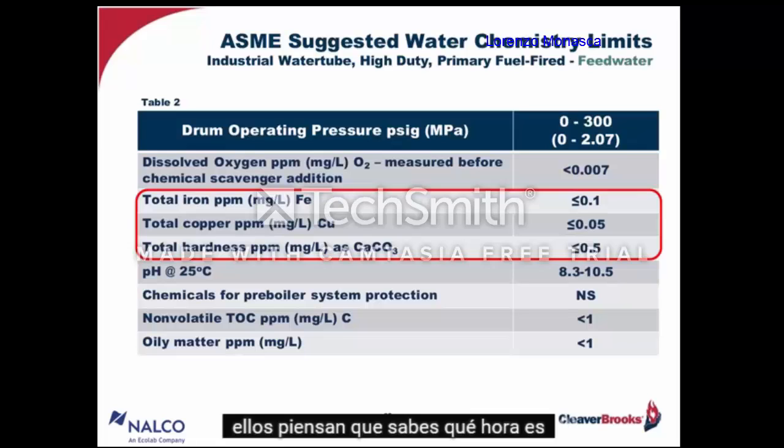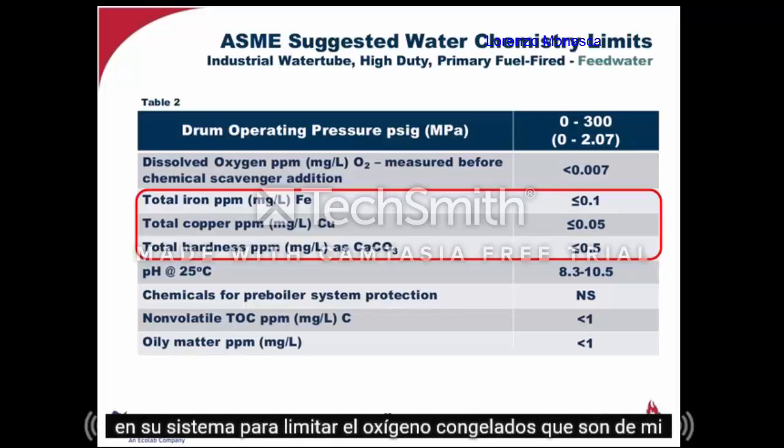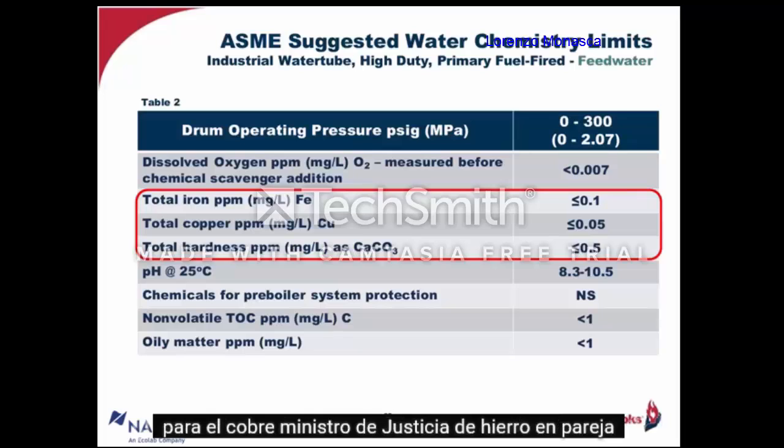A couple of things to note on this table is, first of all, if we look at the oxygen line, that's the first in the table, it's less than 0.007, and that says ppm, so 7 ppb. ASME assumes that you have a working deaerator in your system to limit oxygen corrosion. They also provide suggested limits, and I've got them actually in the red box here. They provide suggested limits for iron, copper, and hardness, and these are set fairly low due to the tendency of these particular constituents to form deposits and scale in the boiler.